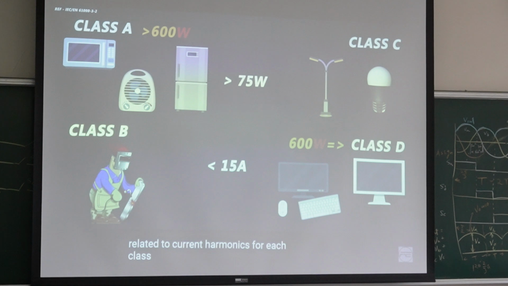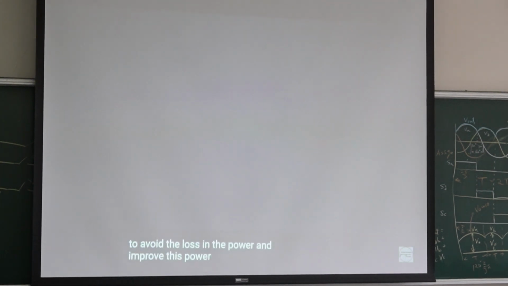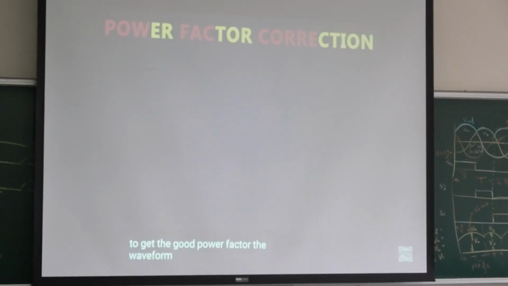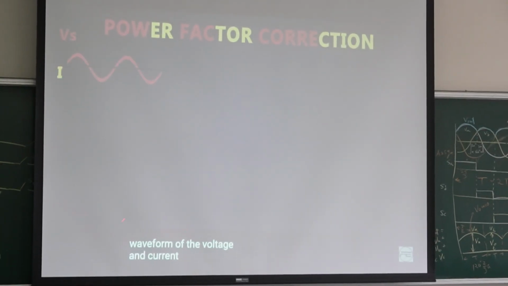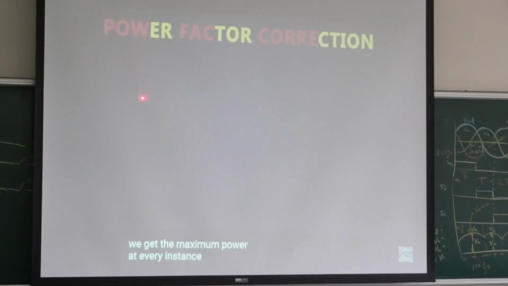To avoid the loss in the power and improve the power factor, we need to use power factor correction. So now we need to improve the power factor. The waveform of the current should be identical to the waveform of the voltage so that we get the maximum power at every instance. We need a sinusoidal voltage and sinusoidal current. This power factor correction technique is divided into two parts.